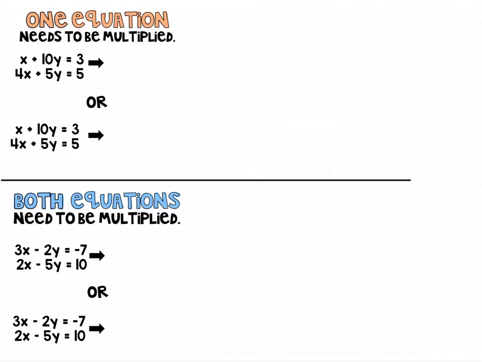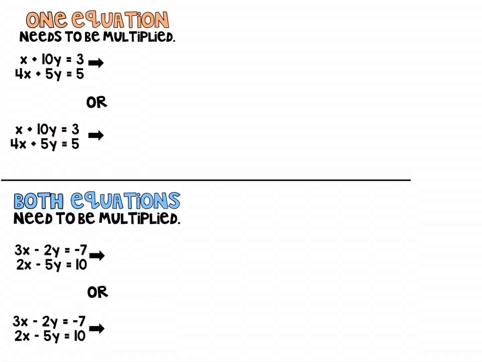Now, this is the thing. When you multiply, you have to multiply every single piece of the equation by that number you're multiplying by, okay? So you can multiply to make either one match. Sometimes you only need to multiply one of the equations, and then sometimes you have to multiply both. And we'll show you what both look like. So if we look here, we're not solving these equations, we're just going to write out.